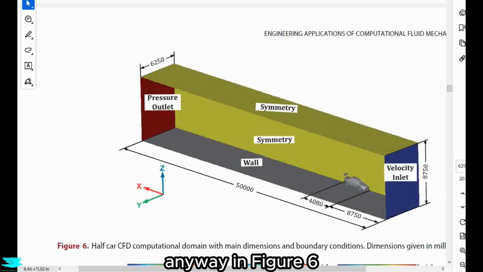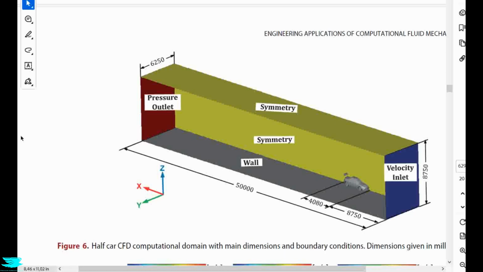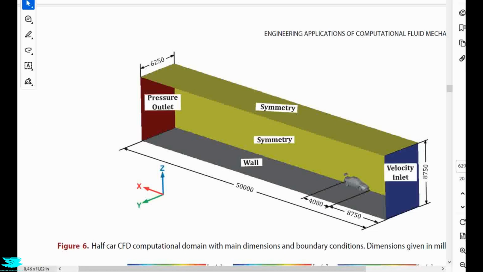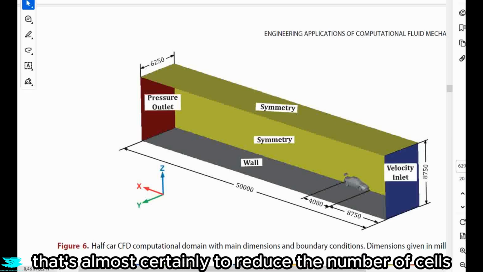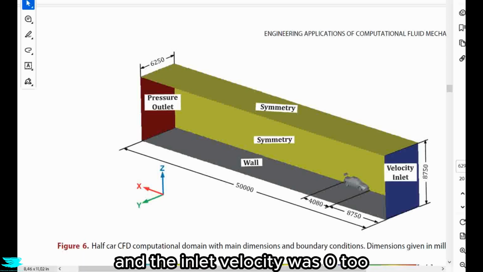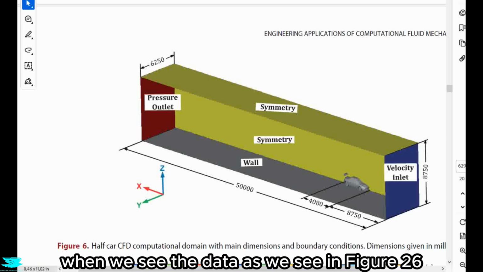Anyway, in figure 6, we see the domain, and we can see that they simulated only half a car. And that yellow plane there, that's the symmetry plane. So that's almost certainly to reduce the number of cells. And the air inside the domain was stationary, and the inlet velocity was 0.2. That actually leads to a very interesting thing when we see the data, as we'll see in figure 26.